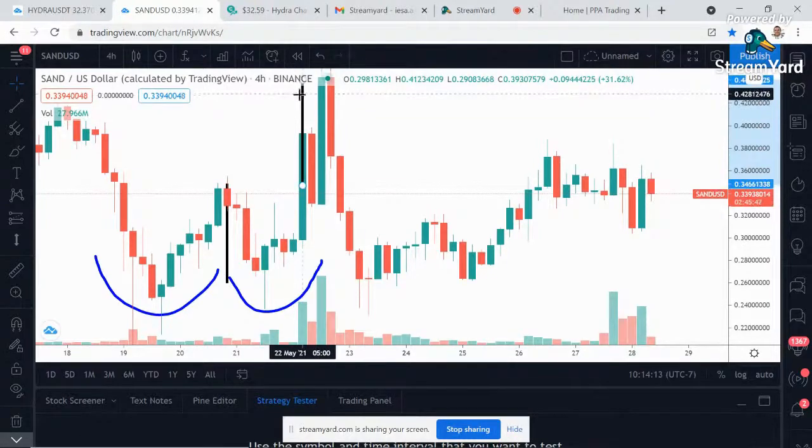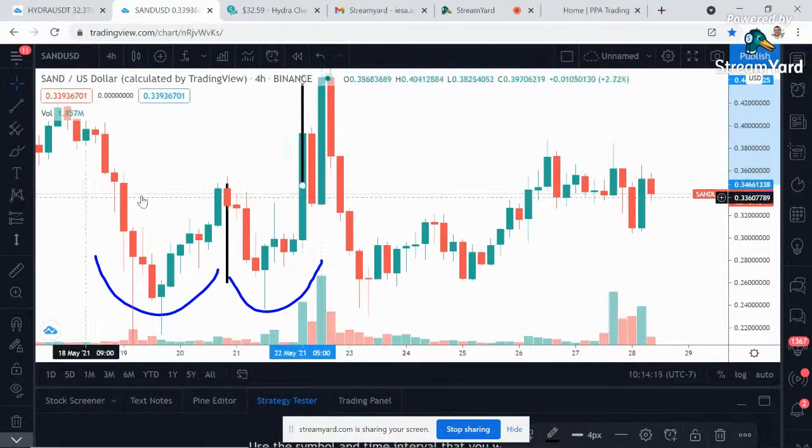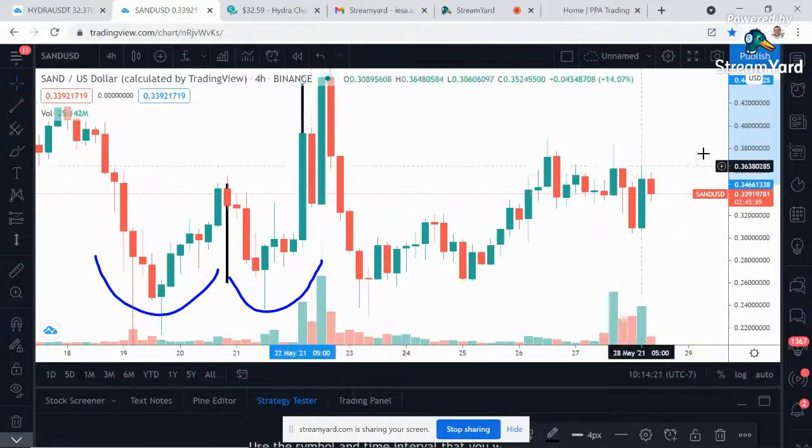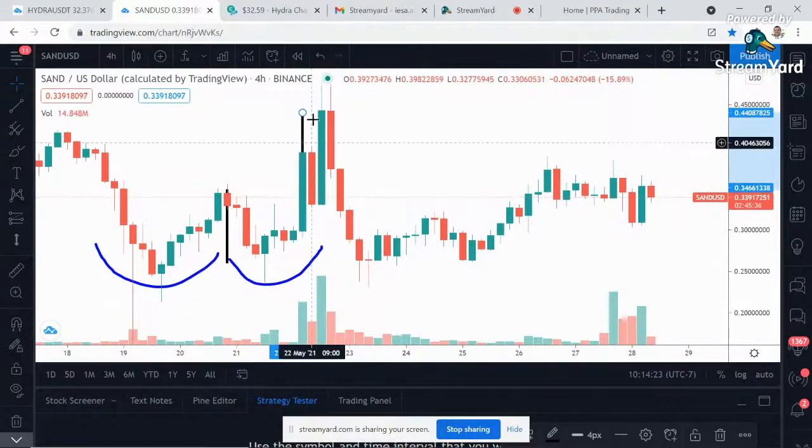So this is the break of the neckline right here. Once it broke that neckline, we got continuation and an increase in volume, and we did have the targets hit. Once the target hit, you can see what happened. You always want to get out once your target hits and once your pattern forms.